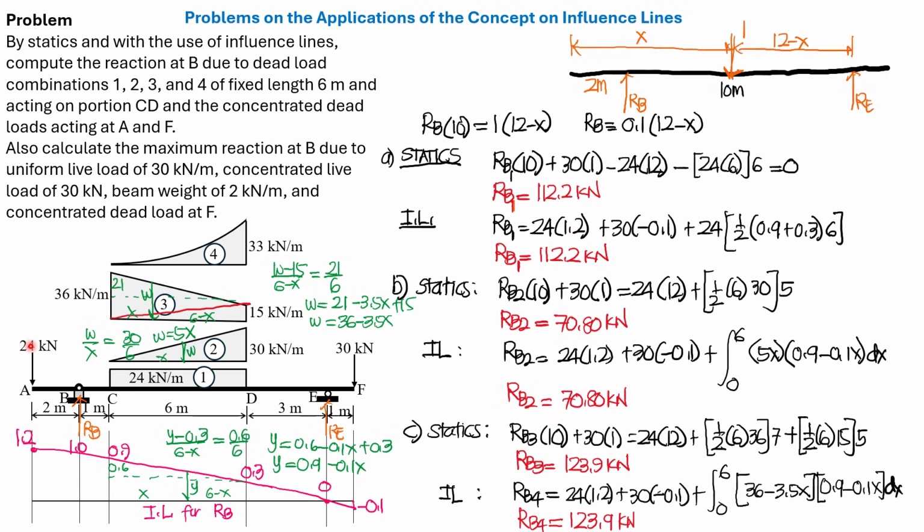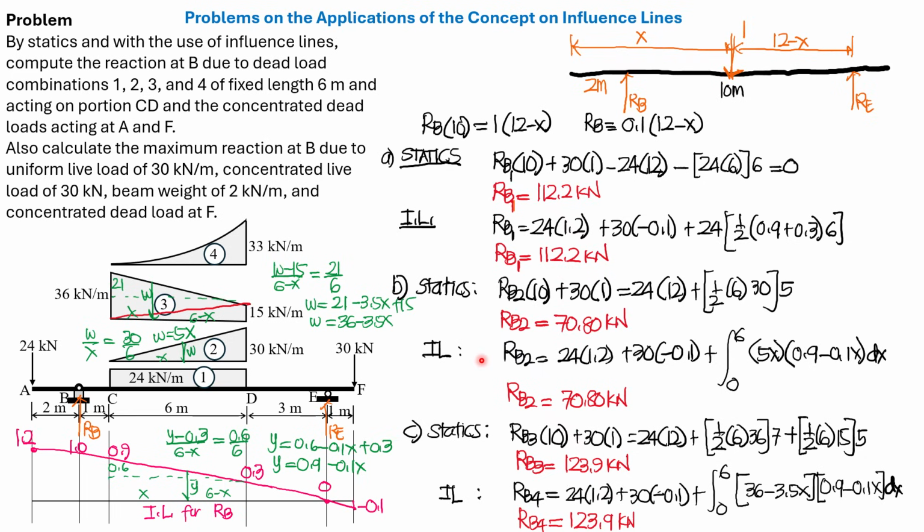So likewise, by using the influence lines, RB1 is 24. We have 24 here. The ordinate is 1.2 plus 30 at the right end. The ordinate is negative 0.1. Then plus uniform load 24 times, because this is uniform, we simply calculate this area of this trapezoid, which is 1/2 of quantity 0.9 plus 0.3 times 6. And calculating, that's also 112.2 kilonewtons.